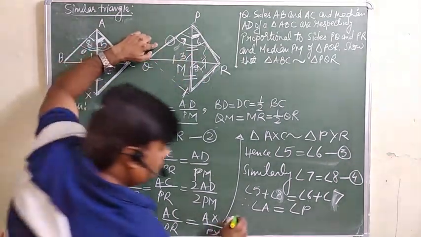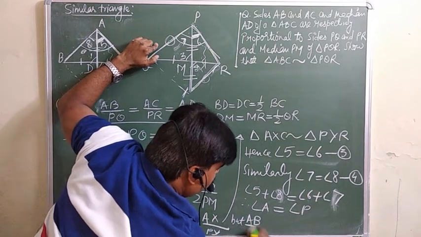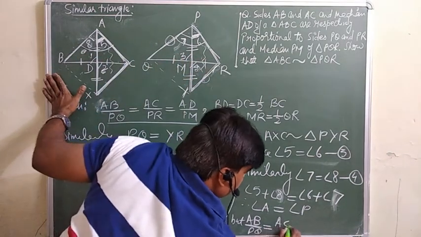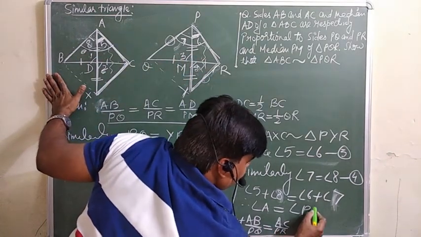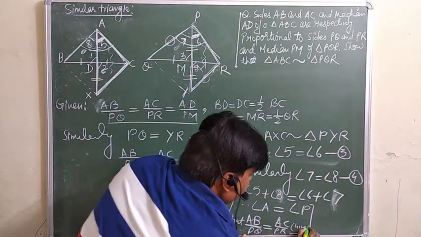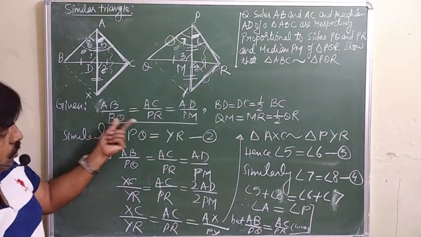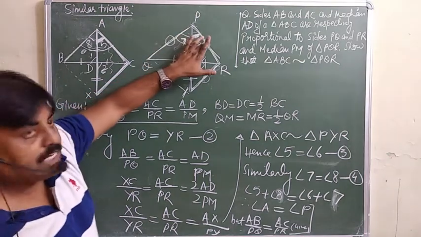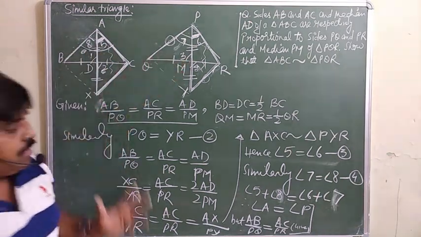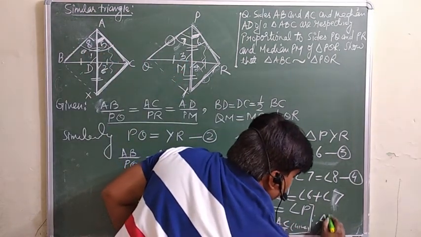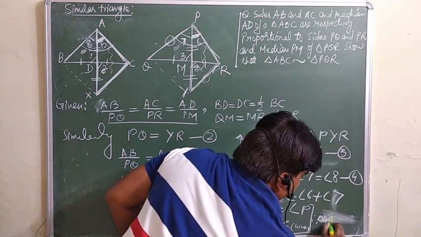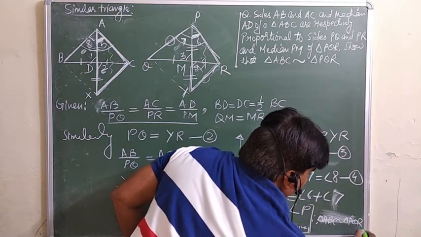But AB over PQ is equal to AC over PR is already given. So from these two, this is already given. Look at here. AB over PQ is equal to AC over PR. So two corresponding sides' ratio is equal, and the included angle, if it is equal, then you can declare both the triangles are similar. So therefore, you can say the triangle ABC is similar to triangle PQR, which you want to prove.